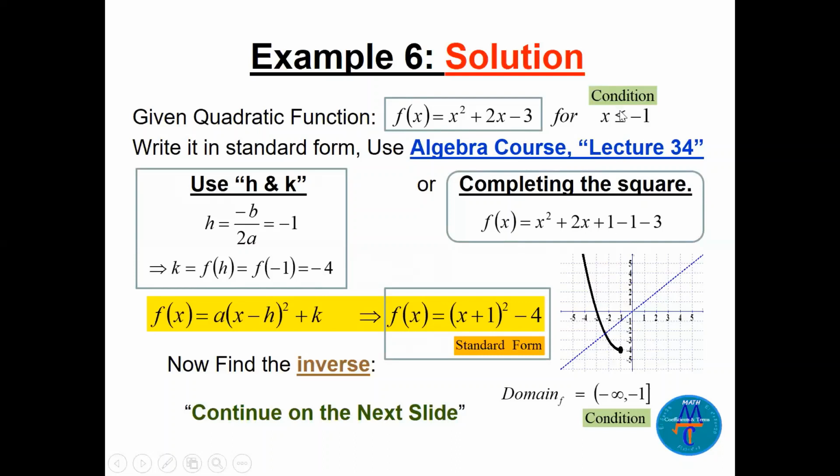So look at the condition now. This function here, without a condition, is a complete parabola. You see, shifted to the left 1 unit and then down 4. See, that's a complete parabola. Why did we take this part? Because of the condition x less than or equal to -1. So this is half the parabola. So the domain of the f, see, this is the function from -∞ to -1, which is exactly the condition. That's the domain of the f. Now let's find the inverse on the next slide.